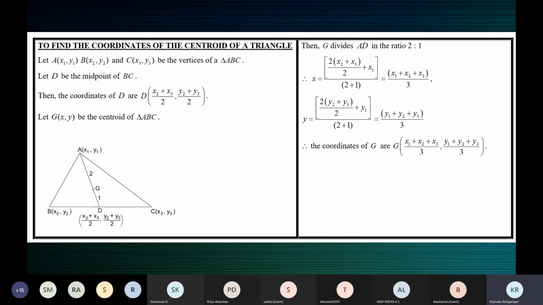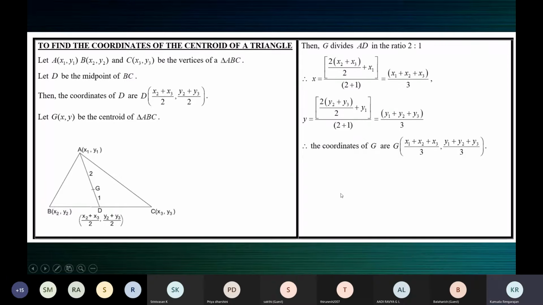So now look at it as a line segment, children. AD is the line segment. Now, how do we find the coordinates of D? Using the midpoint formula, ma'am. Yeah, section formula, which is also the midpoint formula.